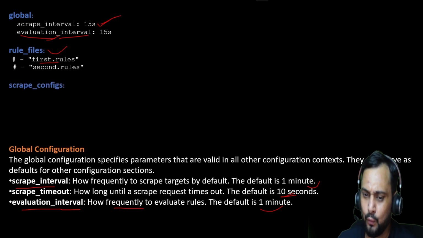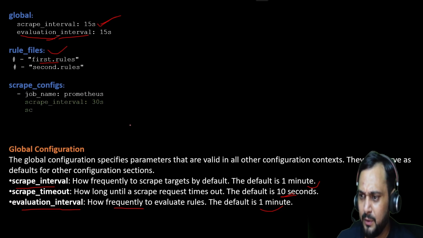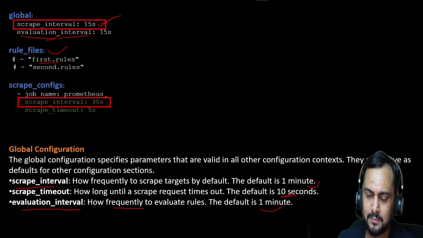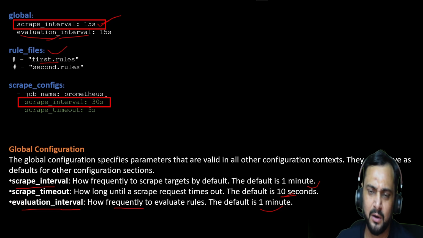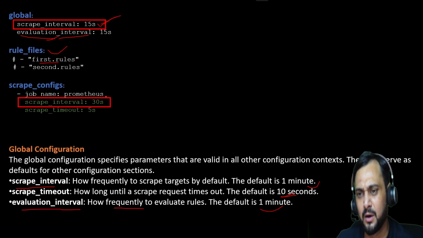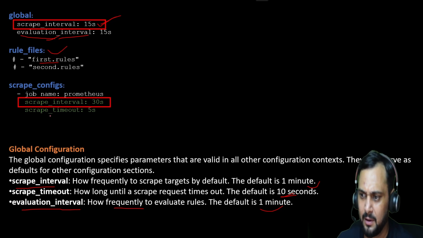Further, scrape config. Here we have defined the job name. Job name means a client machine name, or you can say, okay, I have Nginx services running here. Front-end Nginx services are running on my 5 servers. So I put it here, front-end Nginx, as a name, and then I will add all the 5 node IP addresses here. As you can see in this job name, I have modified the scrape interval to 30 seconds, but my global setting is 15 seconds. When we define it inside the scrape config, it overrides this value only for this job, not for all.